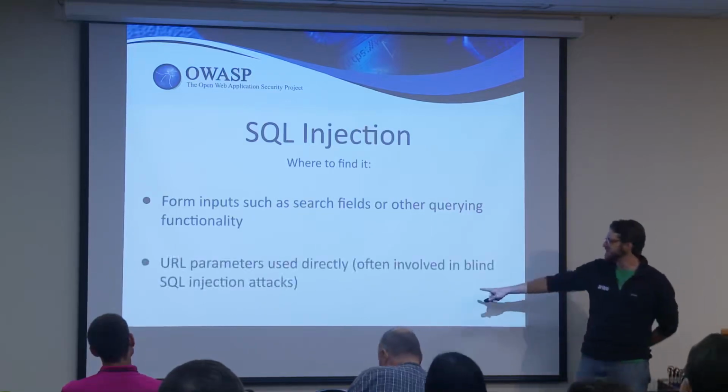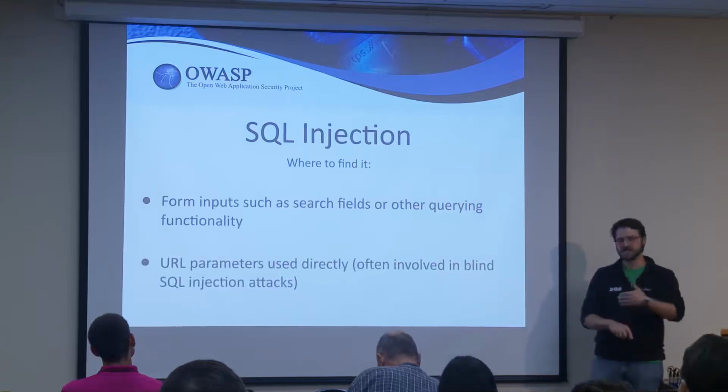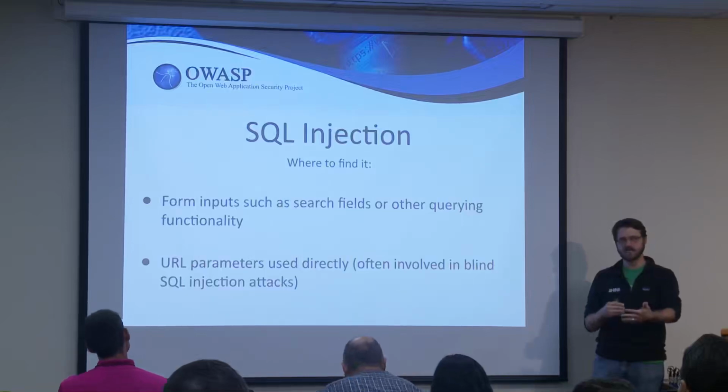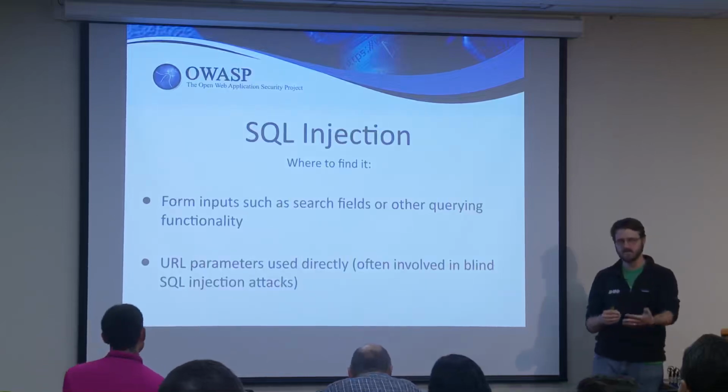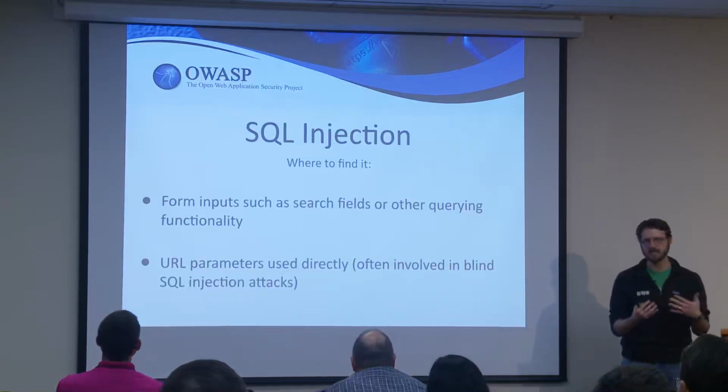Okay, and URL parameters. Sometimes you can use these in blind SQL injection attacks. So you stick something in there that's purposefully made to slow the query down, and then it's vulnerable to an attack, even if you can't see directly some kind of change in the output.